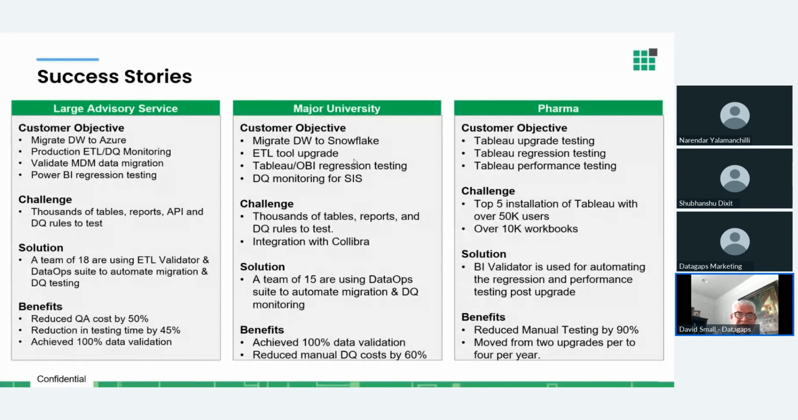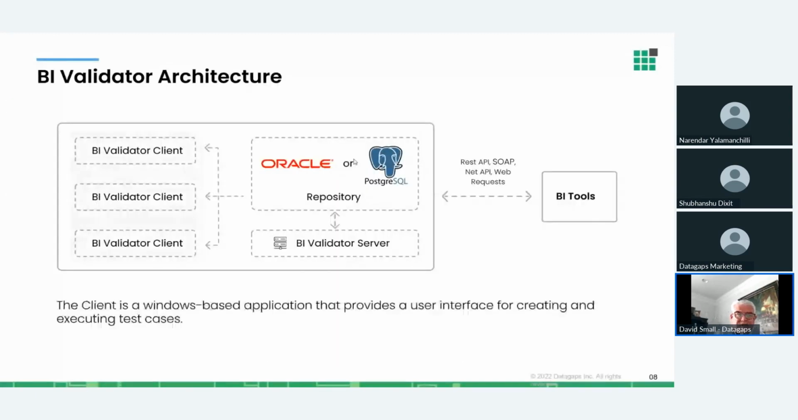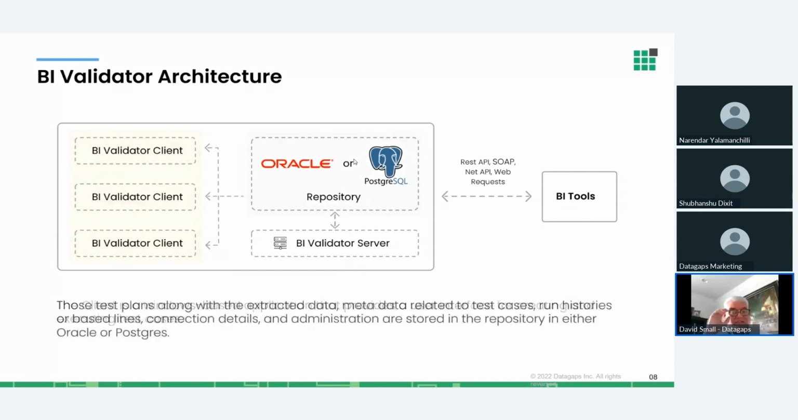So BI Validator architecture is represented here. Everything that you do is on your desktop interacting with the BI Validator client. So that's where you create your test cases. That's where you tell BI Validator that I want to invoke a certain Tableau environment. A lot of things happen in that client environment, and that information needs to be stored someplace. It's typically stored in the Postgres repository, and that's where extracted data may be stored, metadata, test runs, run histories. A lot of information gets stored there, along with being able to connect into your Tableau environment.